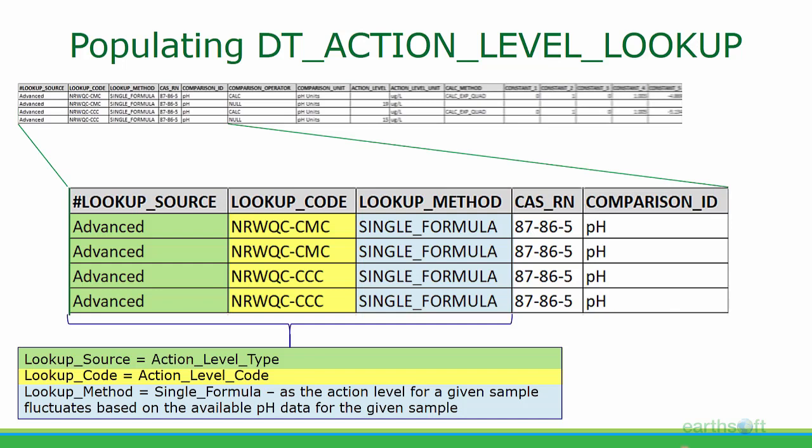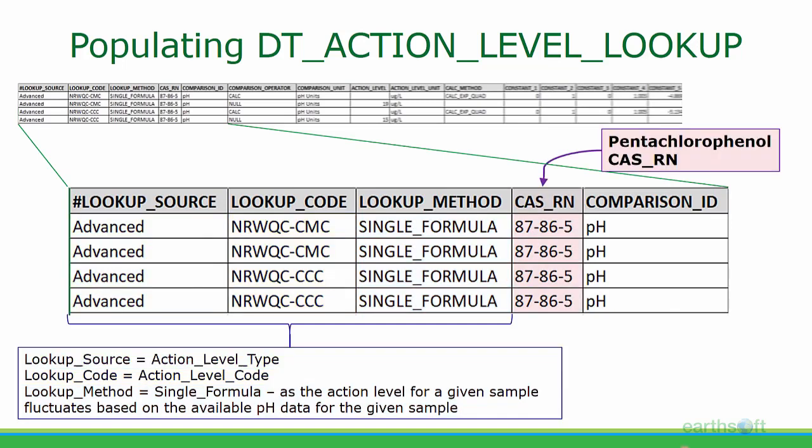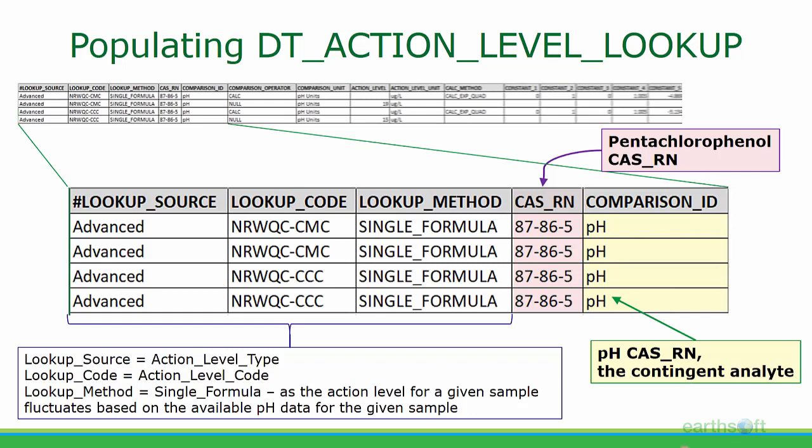And so in this example, we're using a single formula because our sample pentachlorophenol action level value will fluctuate based on the available pH data for that given sample. Okay, so we have to say, here is the CAS number for pentachlorophenol, and then also define what our contingent analyte is. In this case, we are still using the CAS number, and since pH doesn't have a specific registered CAS number, in my database, it has pH as our CAS. Okay. So that's the first part of the table.